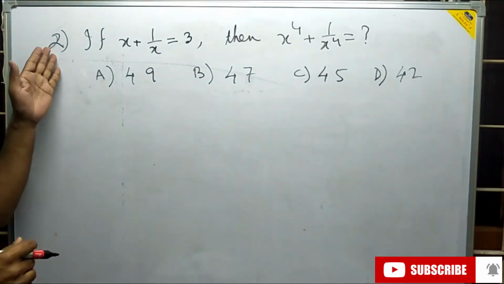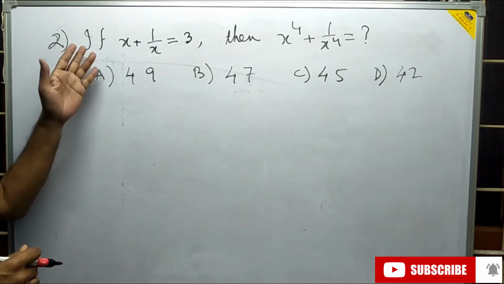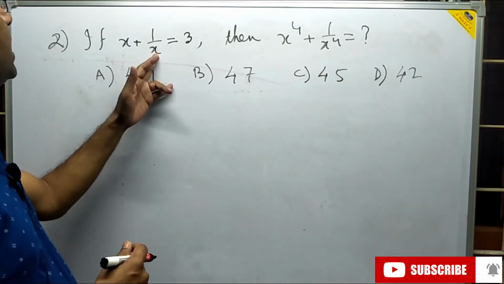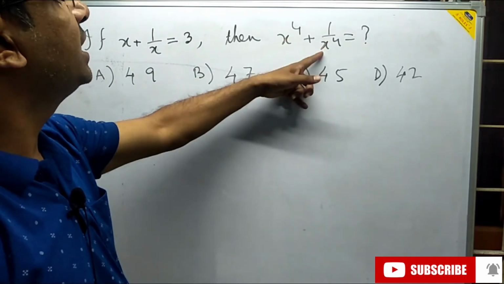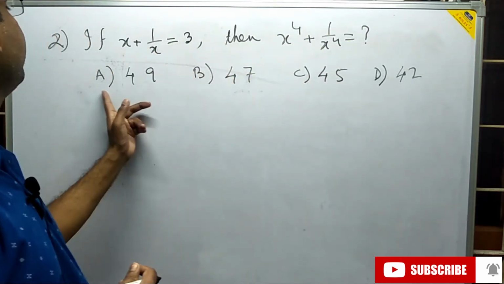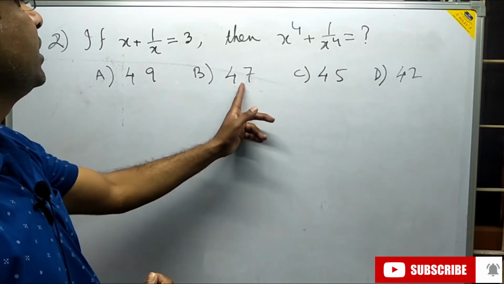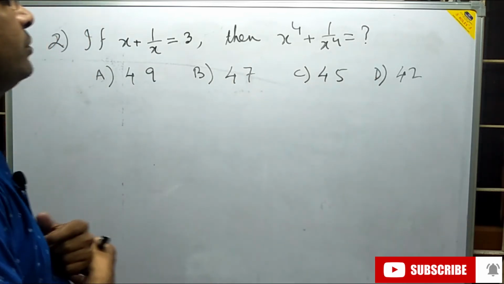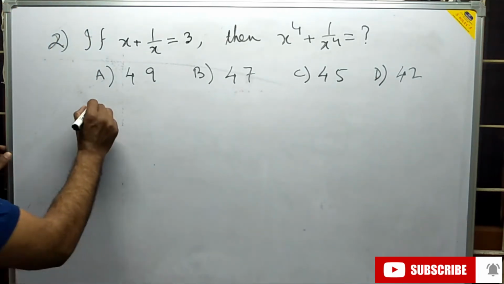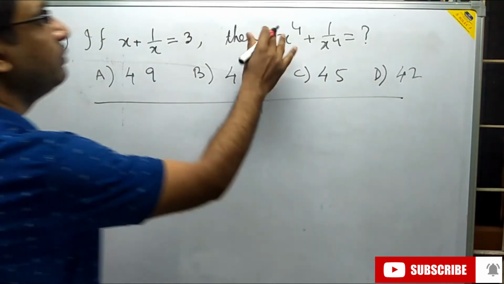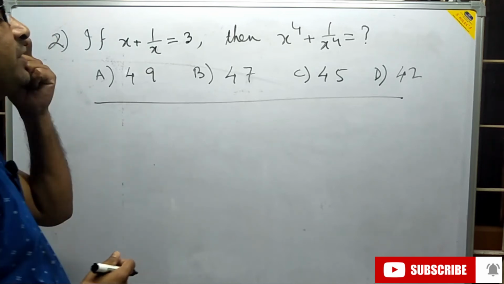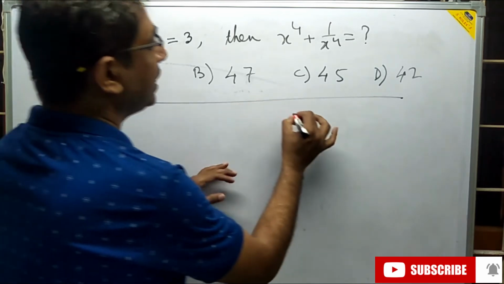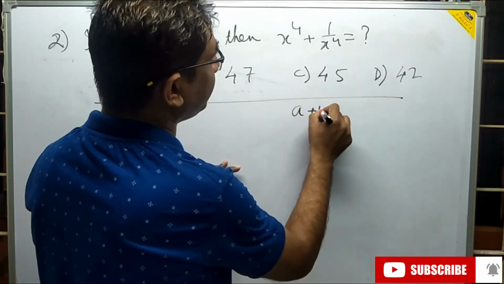Now, this is the second question: if x plus 1 by x equal to 3, then we have to find x to the power 4 plus 1 by x to the power 4 equal to what? Options are given: 49, 47, 45, 42. Before explaining the shortcut method, I want to explain some identities or formulas which we learned in class 8.